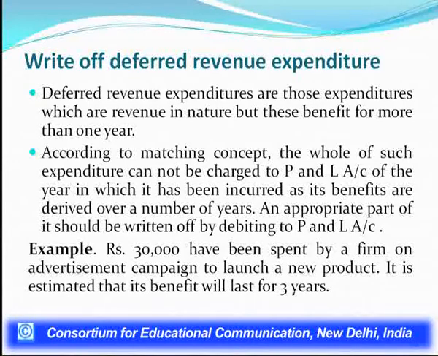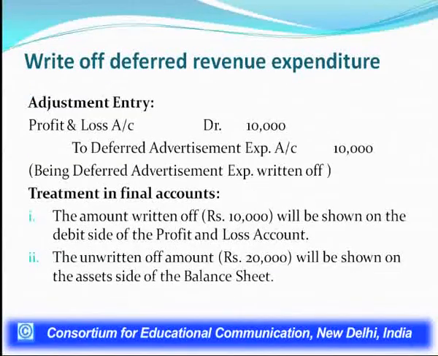We can have an example. Rupees 30,000 have been spent by a firm on an advertising campaign to launch a new product, and it is estimated that its benefit will last for 3 years. So, only 1/3 of this expenditure, rupees 30,000, should be written off every year, and the balance amount will be shown on the asset side of the balance sheet. It is normally a miscellaneous expenditure, or an item of accumulated loss or fictitious assets, we call it.